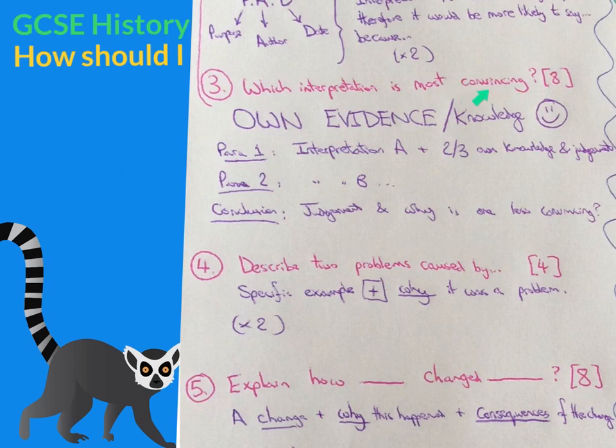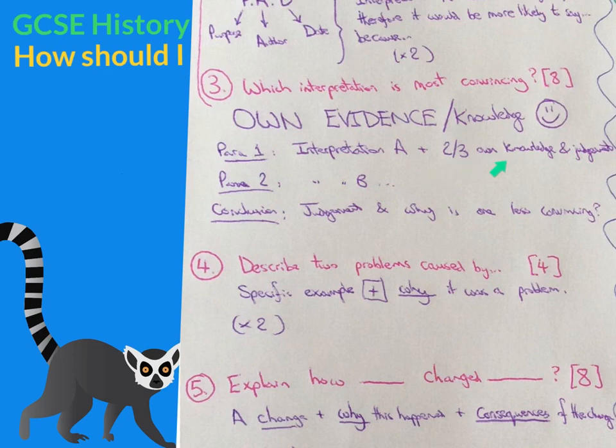Convincing means accurate. So interpretation A is really convincing because I know that at this time women faced this problem, that problem, the other problem, and therefore overall my judgment is that it's very convincing or not very convincing. And then interpretation B, exactly the same thing.